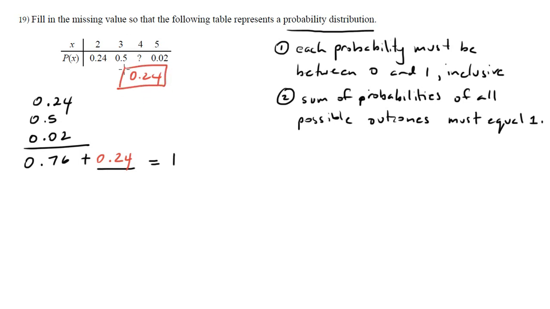So this table is a probability distribution. This plus this plus this plus this equals 1. And that value is between 0 and 1. So we're good to go.